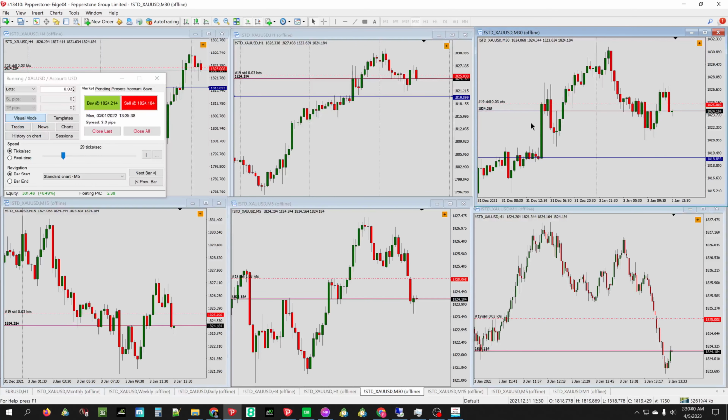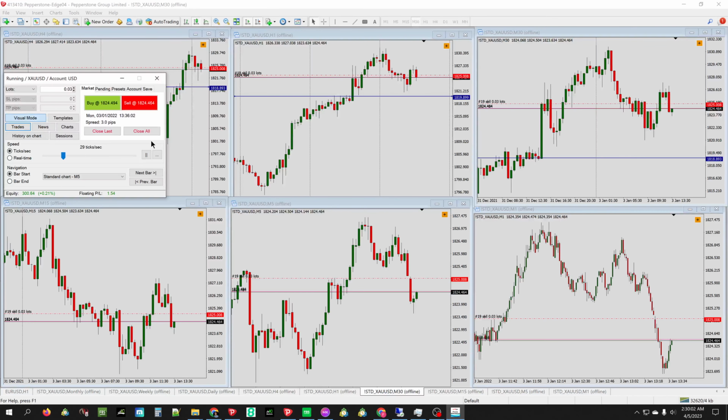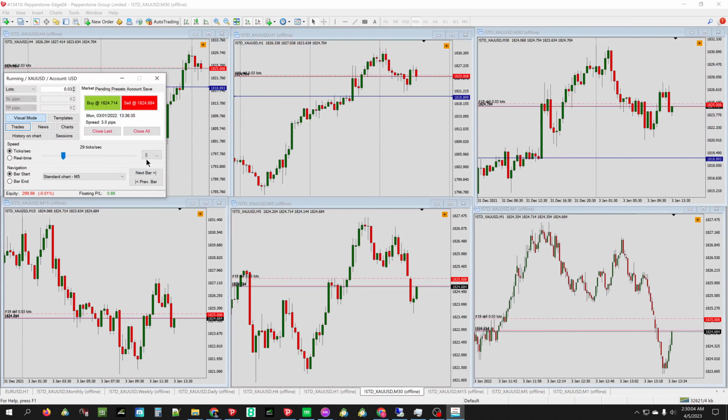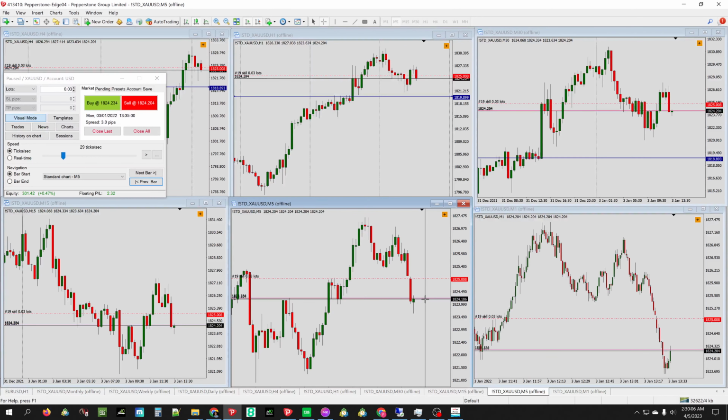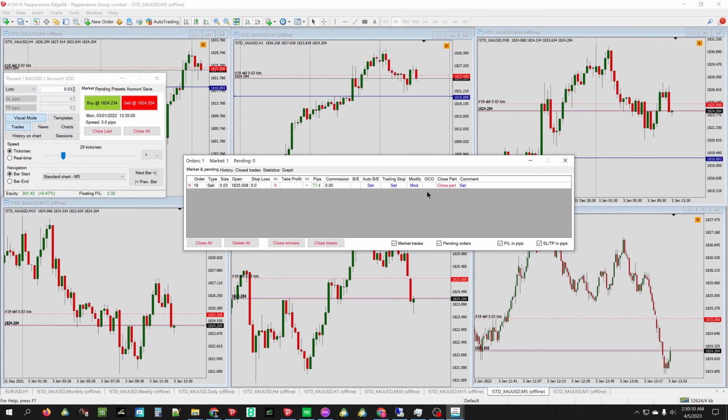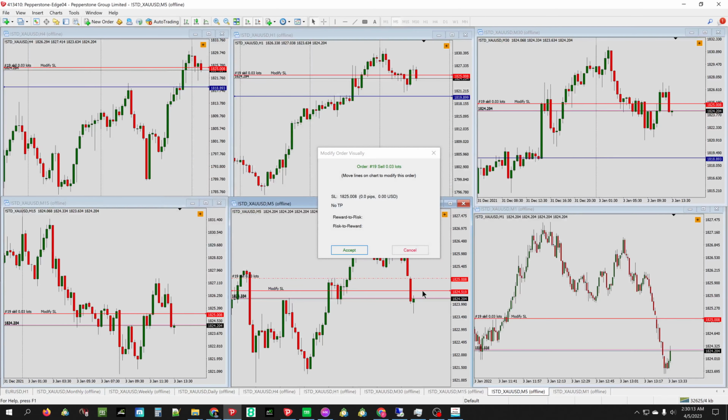Yeah, M5 candle has closed bullish, which is, oh, M5 candle has closed bullish. If the next M5 candle breaks above previous M5 candle high, I will close entire position.